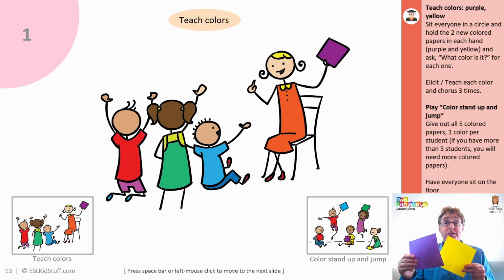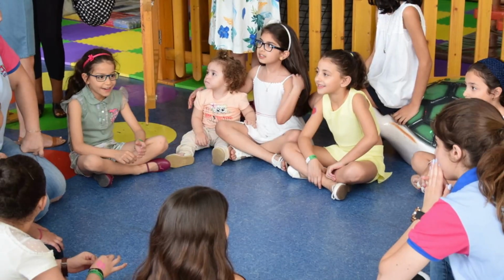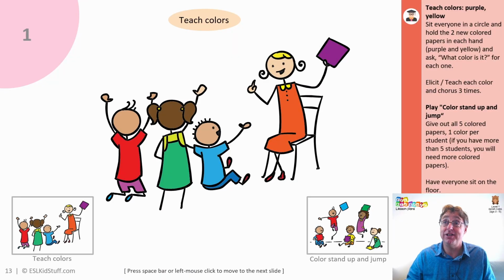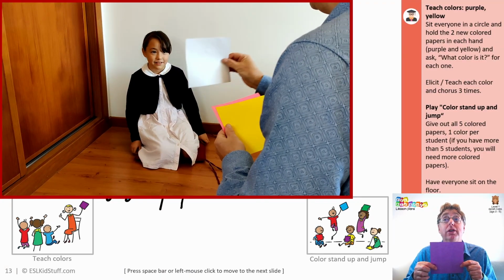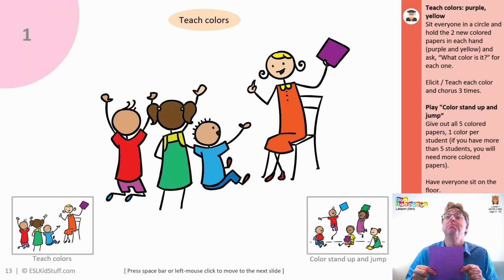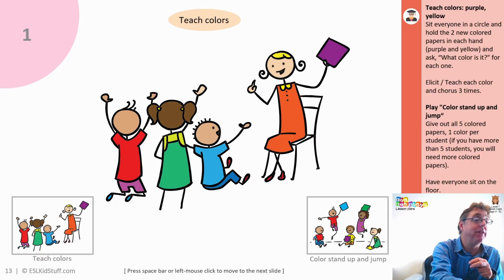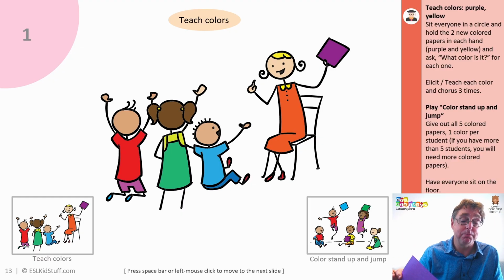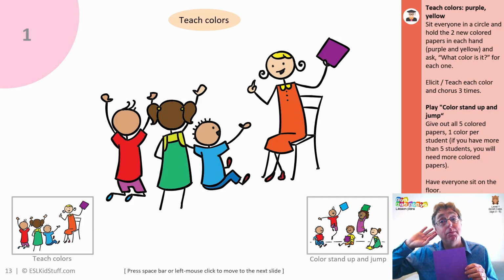So here are my colours, and everyone should still be sat in a circle around you. So start off with the first colour, and we're going to try and elicit it or teach it. So you hold it up and say, what colour is it? And see what everyone says. Again, they might say it in their own language, that's fine. And then teach, it's purple. Everyone repeat, purple, purple, purple. Chorus it 3 times. And what I like to do now is hand it to the first student in the circle and say purple, and have them pass it around the class, around the circle, each student saying purple. And then finish off, purple, purple.